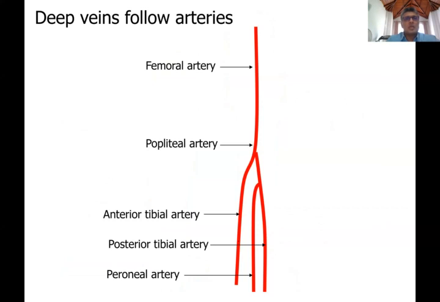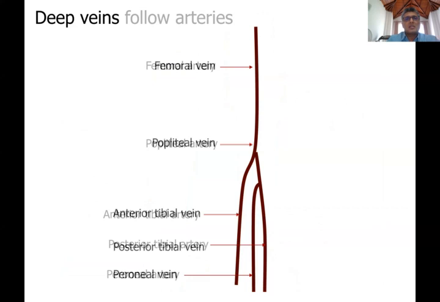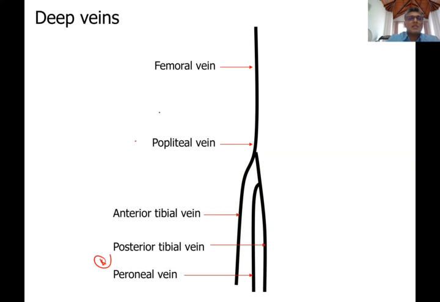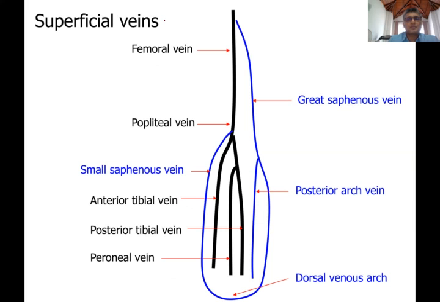Now, when it comes to deep veins, I told you that in the upper limb and lower limb, deep veins follow arteries as venae comitantes. If you know the arteries, from the same diagram that we used before, you can remember the veins. So you have an anterior tibial vein and a posterior tibial vein, a peroneal vein opening into the posterior tibial vein. Then you have the popliteal vein and the femoral vein.